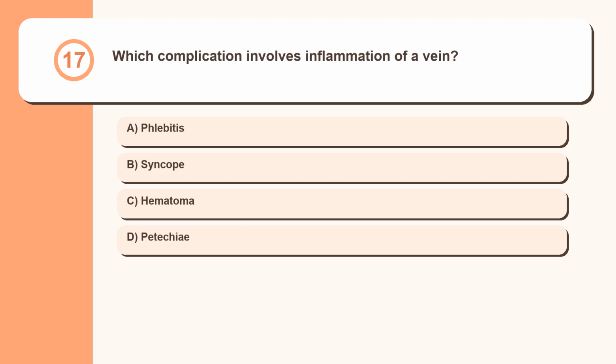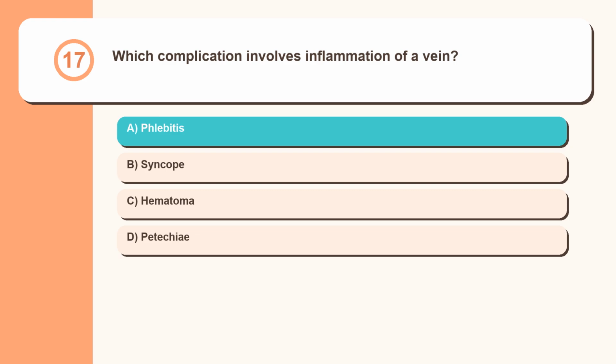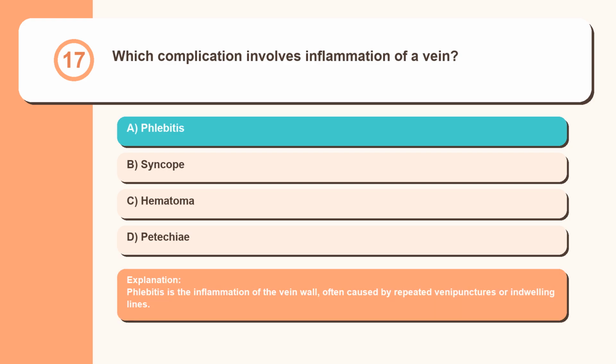Question 17. Which complication involves inflammation of a vein? Phlebitis, syncope, hematoma, petechiae. Phlebitis is the inflammation of the vein wall, often caused by repeated venipunctures or indwelling lines.